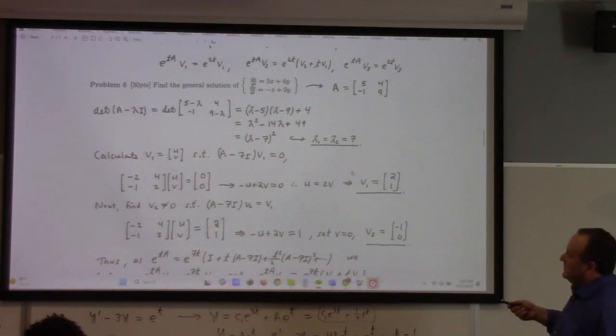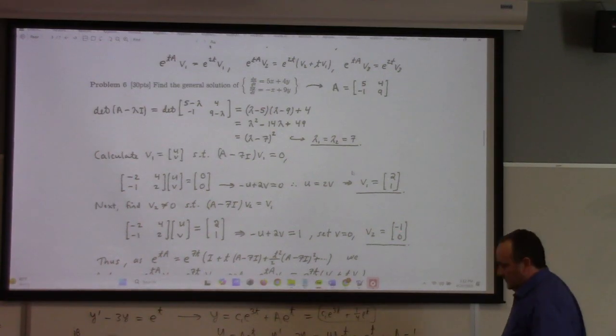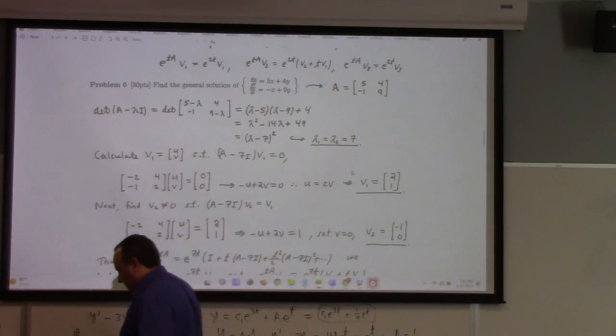Let's see here, this one, again 2 by 2. Write down the characteristic equation, which ends up being lambda minus 7 squared. So I get my eigenvector, like so. Then I have to find a generalized eigenvector of order 2, like so, which gives me this. And then I use the magic formula to get my second solution.